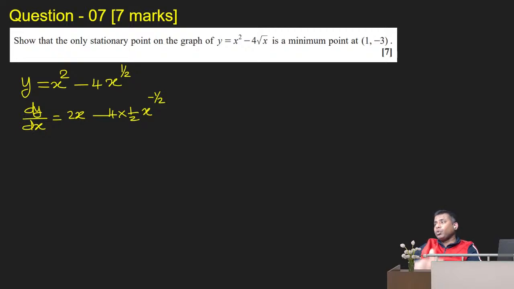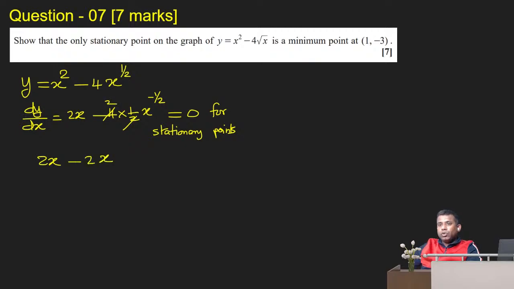You need to make sure you show that one clearly, that it equals 0 for stationary points. So 2x, this 2 and this 4 cancel off, so 2x minus 2 x to the power minus half equals 0. So I'm going to be doing a little bit of simplification.